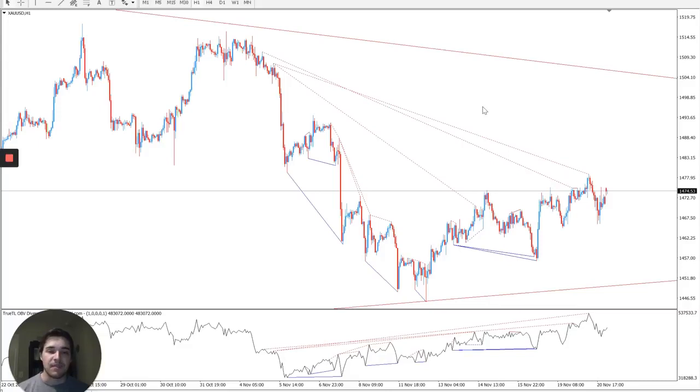Basically, to sum it up, it's like this. Divergence is when there is a difference between price action and whatever indicator you are using. In this case, I personally like to use the OBV, which is on balance volume.